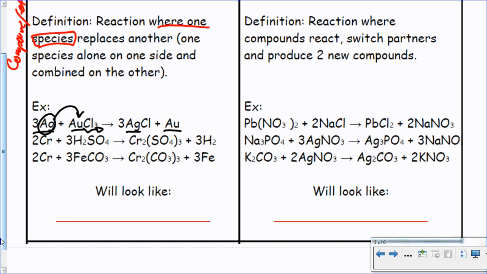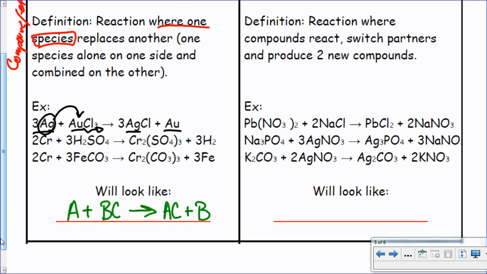Typically, these follow the format of this type of equation. If we have species A, which is an element by itself, and you add a species BC, which is a compound, you will have a single replacement come in. The A comes in and replaces the B. So we get AC plus B. So a single element comes in and replaces an element that's in a compound, and that one gets kicked out.